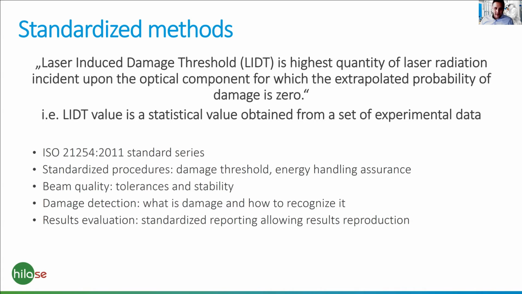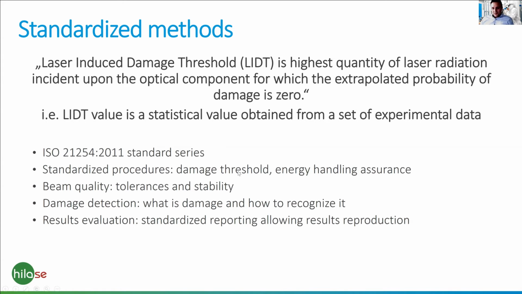When we put it in a more human way, basically the damage threshold value is a statistical value obtained from a set of experimental data, meaning that first you have to have something which you're going to measure, then you have to statistically evaluate the data you get from your measurement, and from this data you can obtain LIDT.